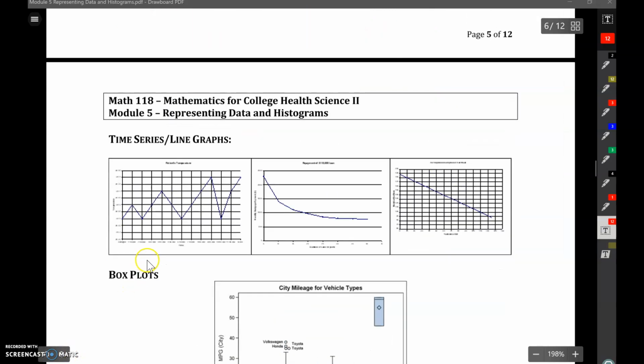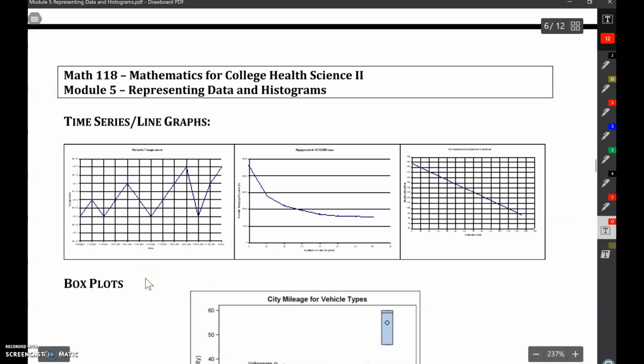Okay. The next type of graph we want to talk about are time series or line graphs. So they're similar to our bar graphs that have time series, but they are created by taking data points and connecting them with lines, right? And so with our time series graphs, we always see time on the x-axis.